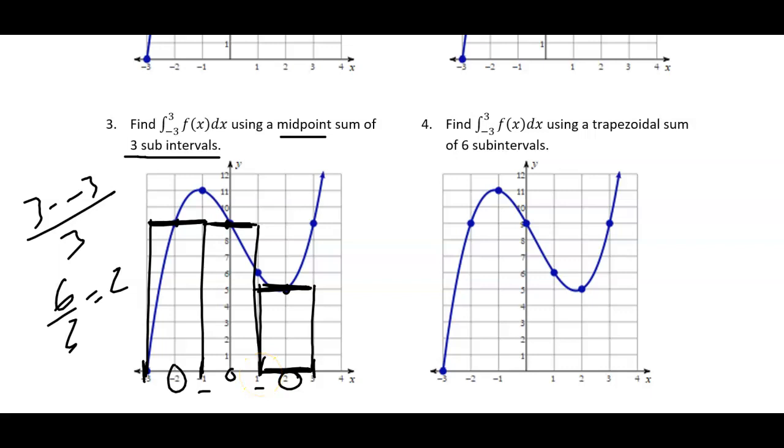For my first rectangle on the left side, I've got a base of 2 and a height of 9. Therefore, this rectangle has an area of 18 because 2 times 9 is 18. This next rectangle is identical to it, so it also has an area of 18. This last one here has a base of 2 and a height of 5, so 2 times 5 is 10. Adding together these areas will give me my estimation of this integral. So 18 plus 18 plus 10 is 46.